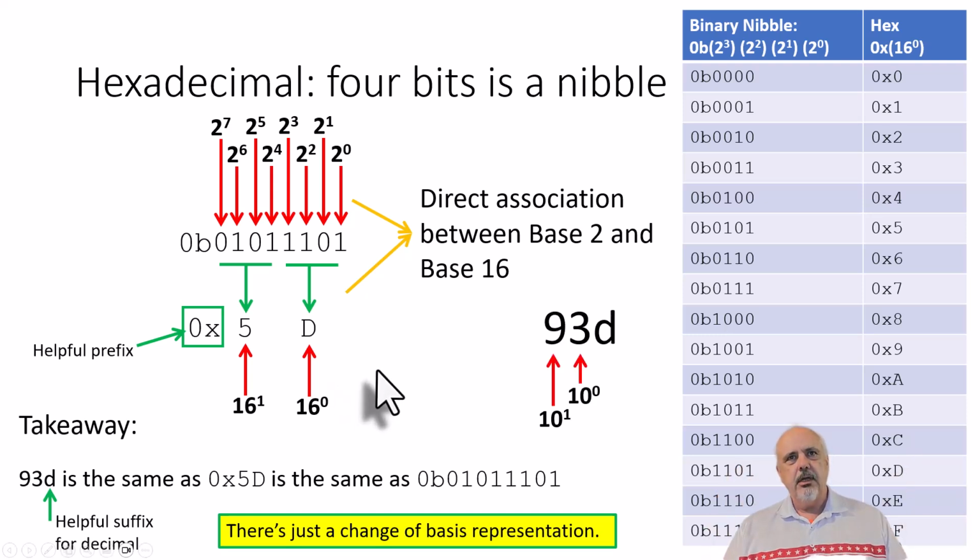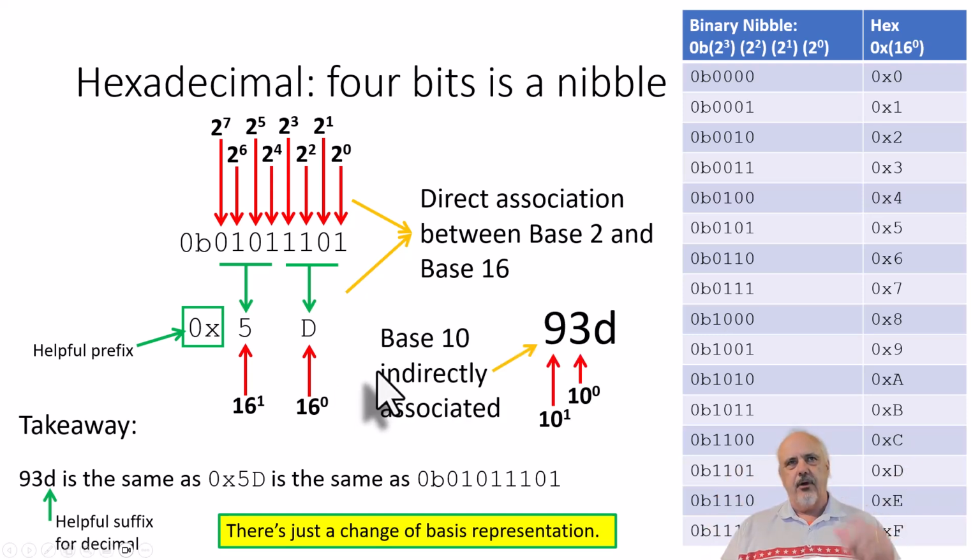A little more indirect to get from binary and hex over to the decimal. A little bit indirect. And of course, that's the ones place, and then that's the tens place.